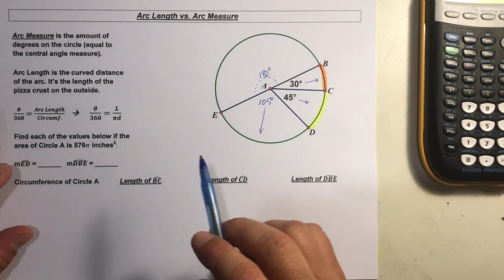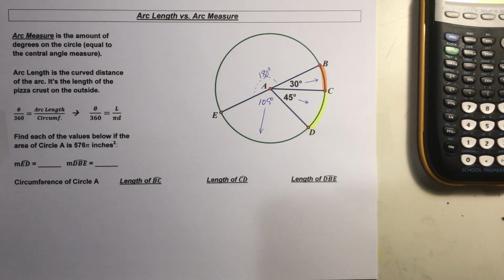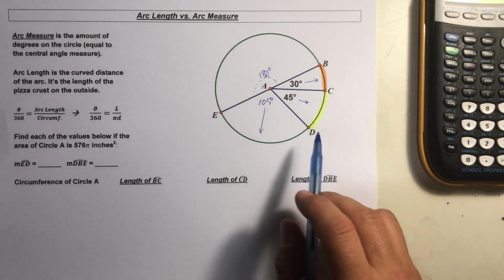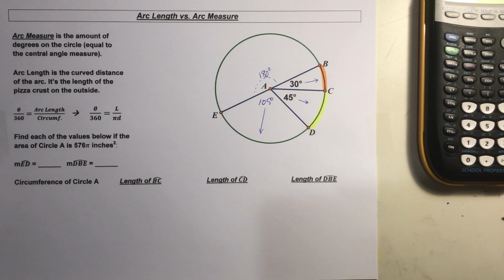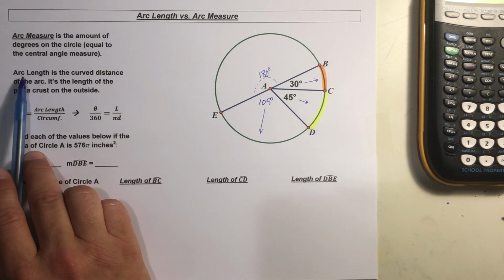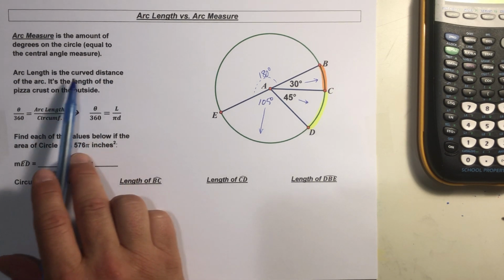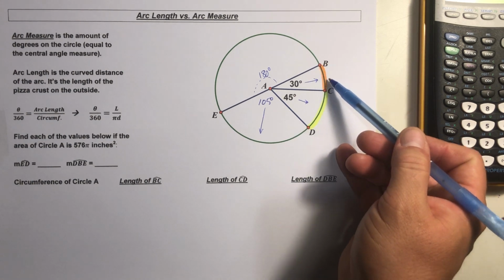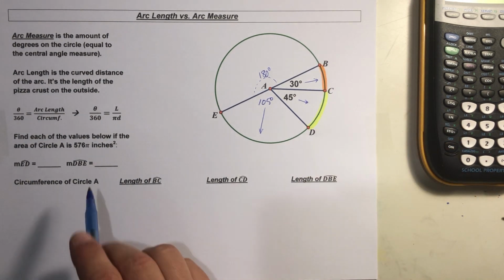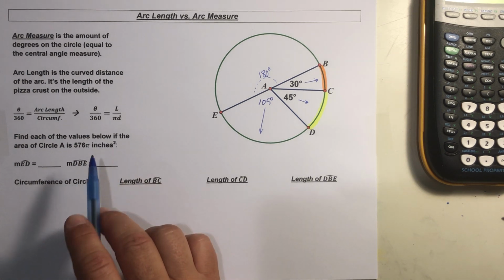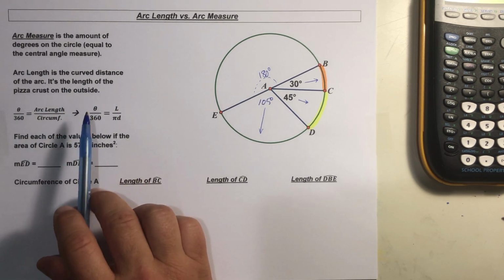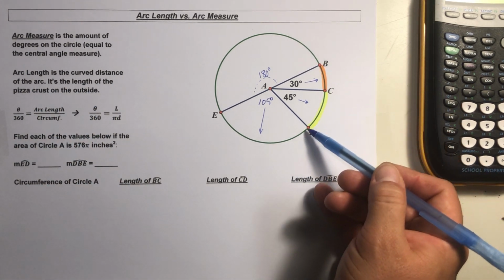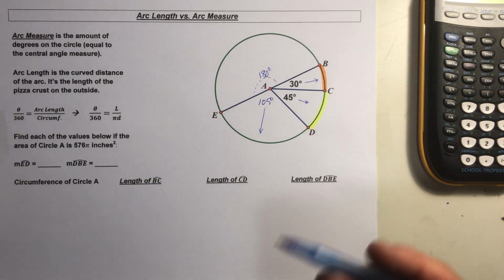Now, one thing I want to focus on in this particular video is arc length. Okay, now length is not measured in degrees. Length is measured in feet, units, miles, meters. So what I want you to notice right here, arc length is the curved distance of the arc. So if I wanted to find the length of arc BC, I wouldn't use degrees. We'll find out later. We got a little bit of measurements down here. But basically, guys, it's the length of the pizza crust. I just highlighted these two here. That's the length we're going to look for.